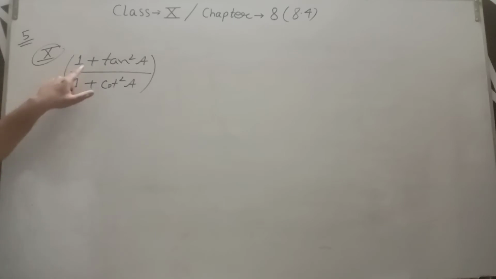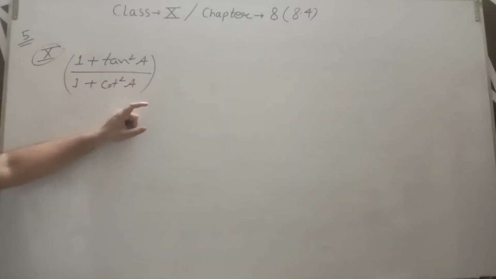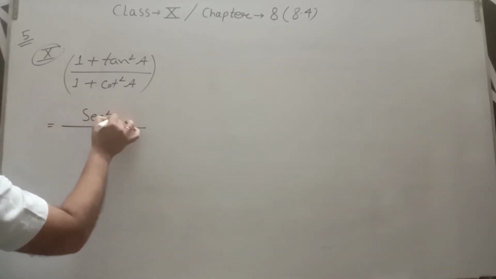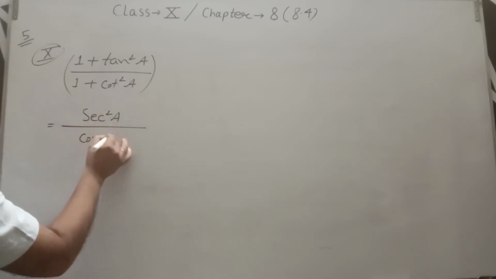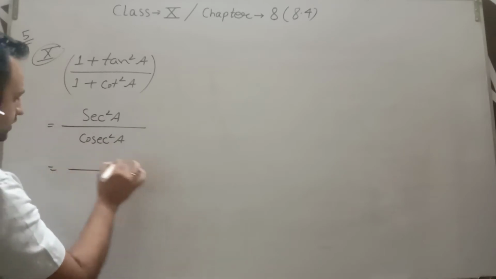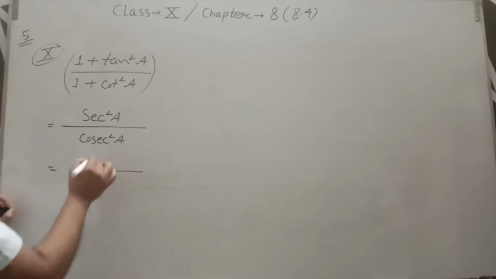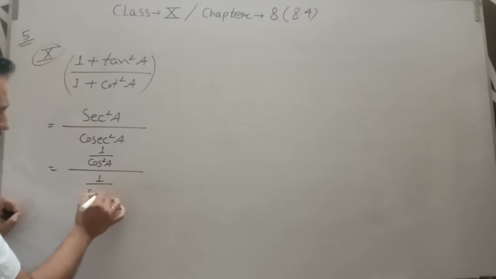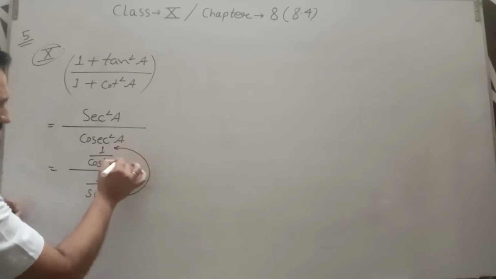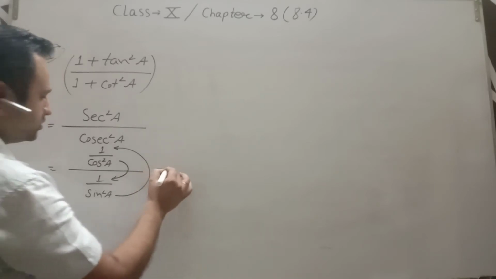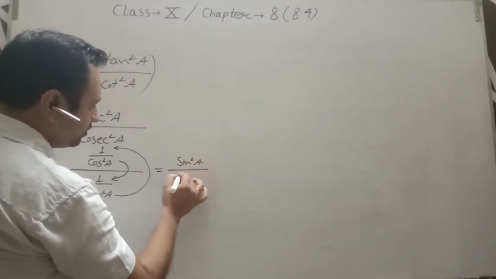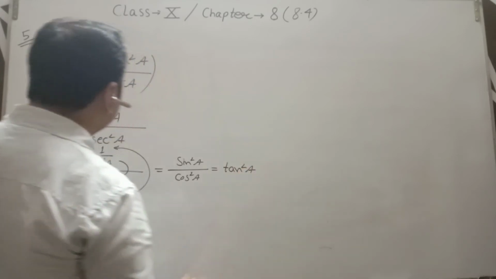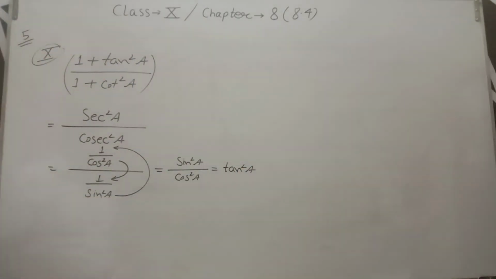1 plus tan square A. In the just previous question we noted 1 plus tan square A is equal to sec square A. So it can be written sec square A, and in the denominator we note down cosec square A. Sec square A is the reciprocal of cos square A, which means it can be written 1 upon cos square A. Cosec square A is 1 upon sin square A. So we obtain sin square A upon cos square A, which is equal to tan square A. So the value of this term is tan square A.